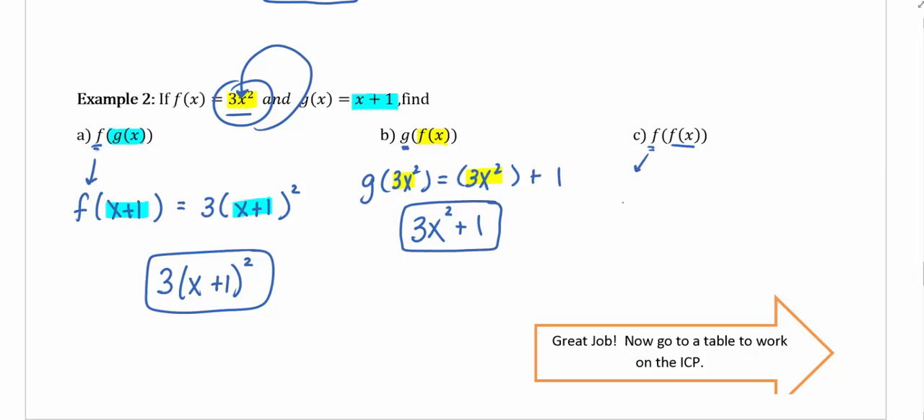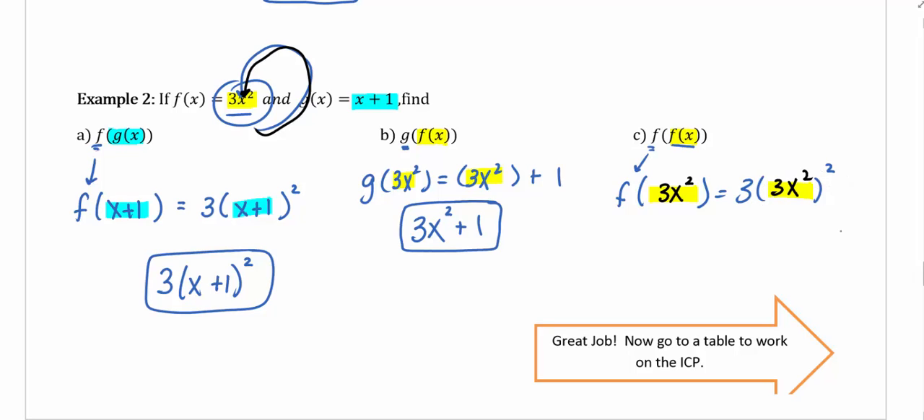So f is on the outside: f of something equals 3 times whatever that is squared, just taking out those x's. Now on the inside is f of x, so I'm going to write that in. f of x is 3x squared. You guys see what I did there? I took this 3x squared, plugged it back in for x, and then I have the 3 in front and the square on the outside.